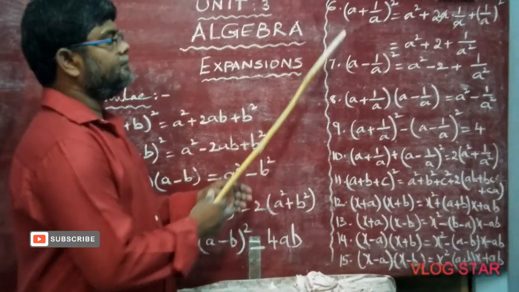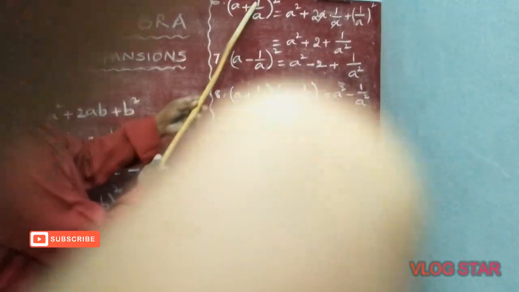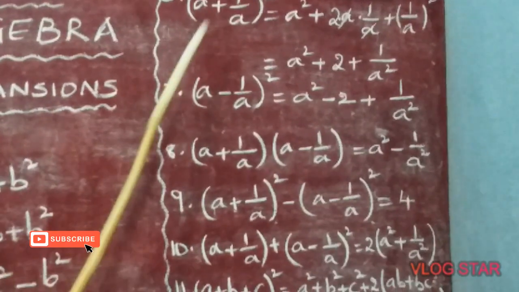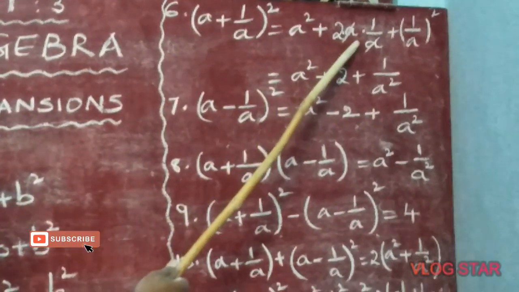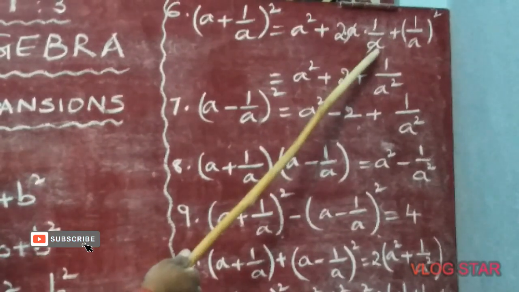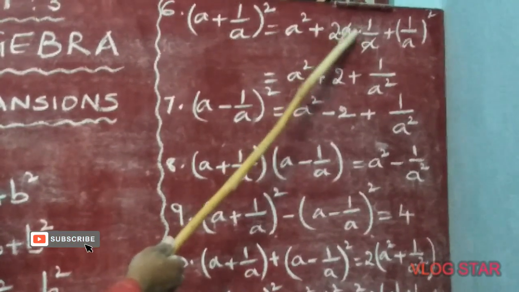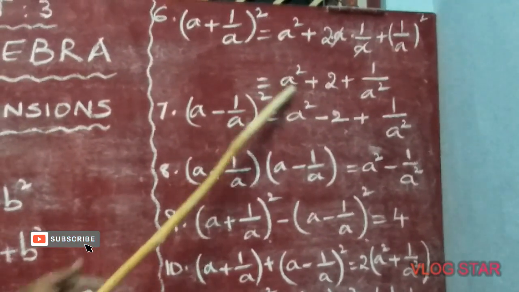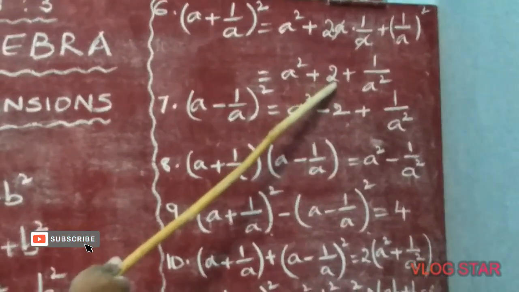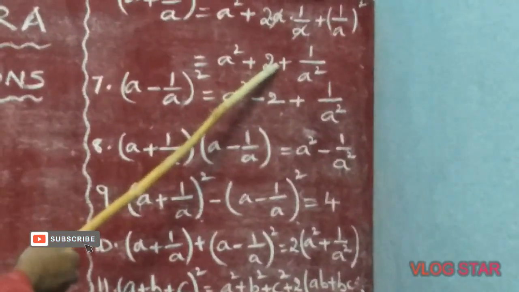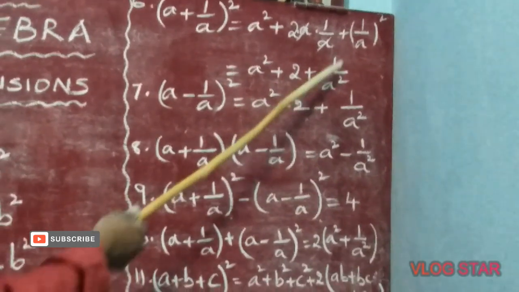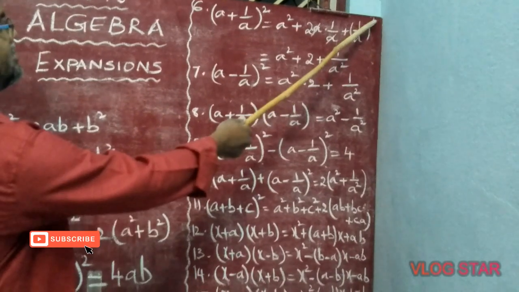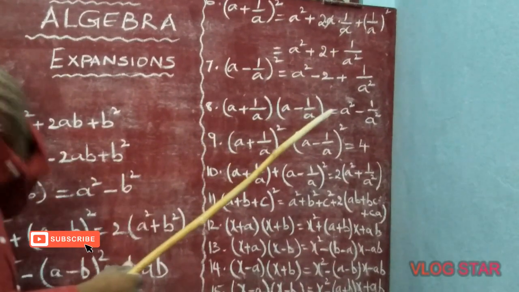Coming to the sixth formula, (a plus 1 by a) whole square. This is also in the form of (a plus b) whole square formula: a square plus 2ab plus b square. Here numerator and denominator get cancelled because it is the same a and a. So the final answer is a square plus 2, there won't be any variable here, plus 1 by a square. 1 square means 1 into 1, and the square applies to both numerator and denominator.